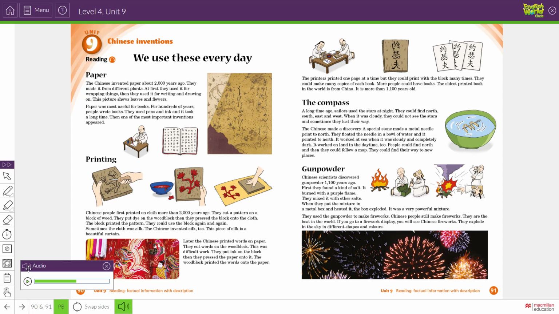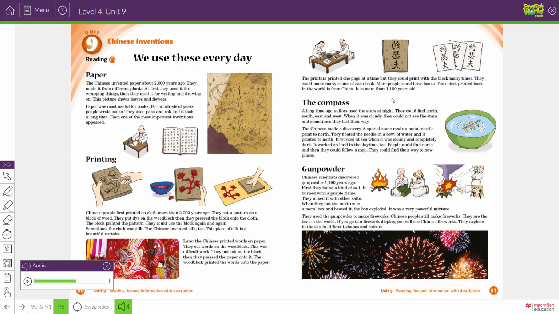Okay, I'd like you now to add another question, which is, how old is the oldest book? Try to find the answer. You may find the answer at the last of the second paragraph on page 91 here. Yes, the answer is more than 1,100 years old.